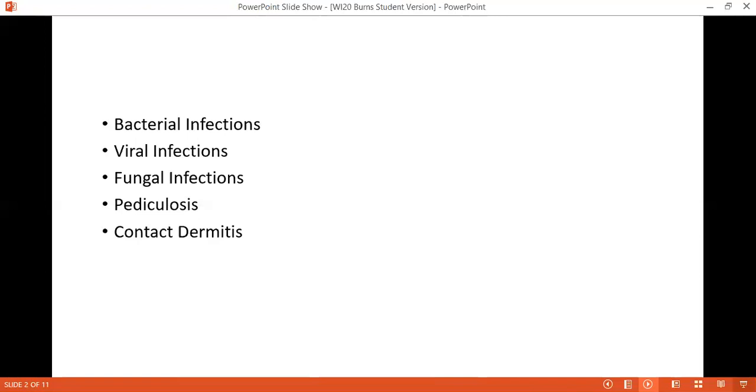Wash all washable items in hot water and then dry them in a hot dryer. Make sure we're vacuuming carpets, car seats, stuffed animals, rugs, mattresses, and furniture. Anything that's non-washable, we seal in a plastic bag for 14 days. You can also soak combs or brushes in lice-killing products for 1 hour or in hot boiling water for 10 minutes.